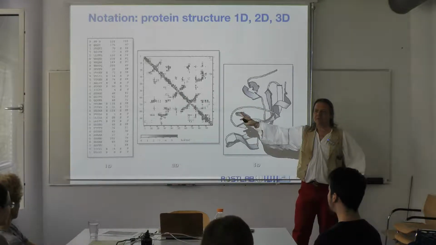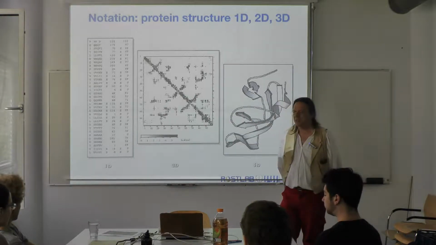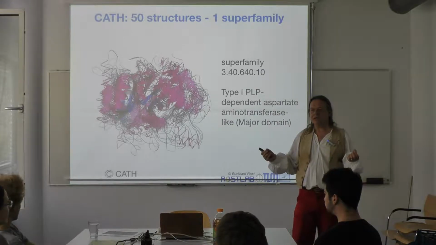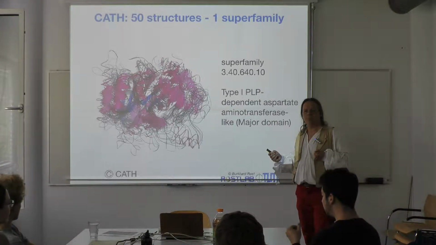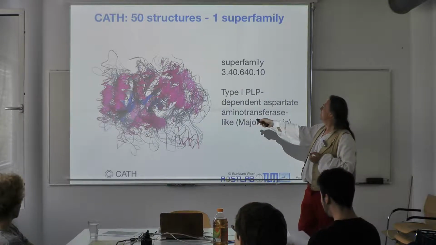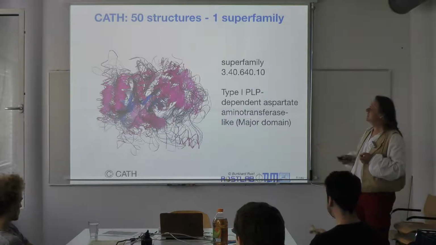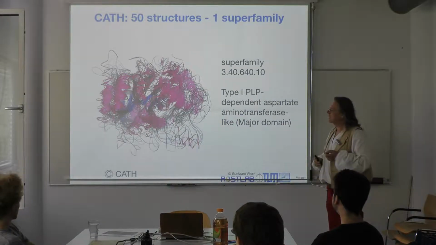3D and 2D are equivalent, except for a mirror image. In 1D, you reduce the information. 3D comparison creates families of related proteins. This is one particular superfamily, a large family. What you see here is a superposition of over 50 structures in this one family, and arguably they're very similar to each other.